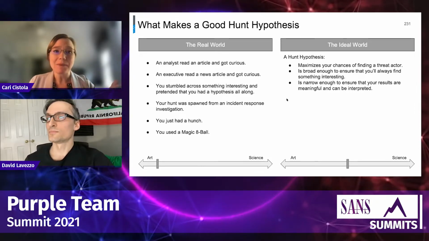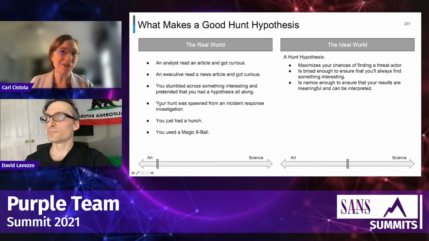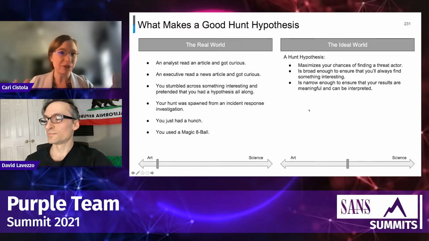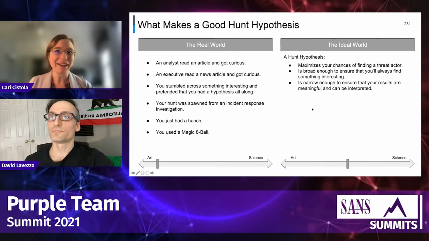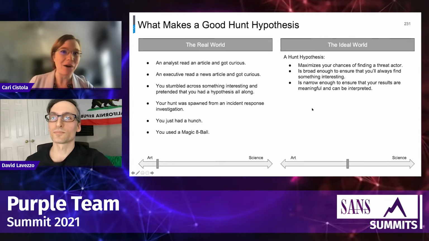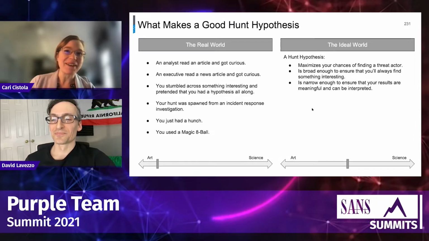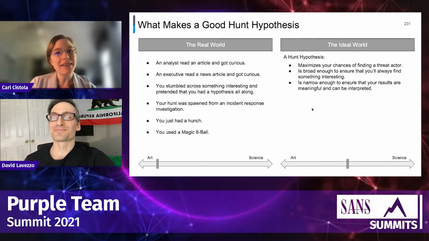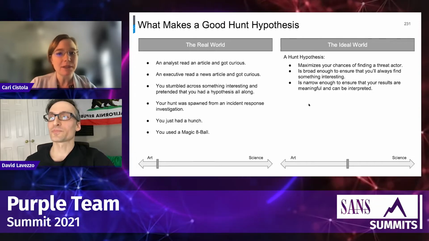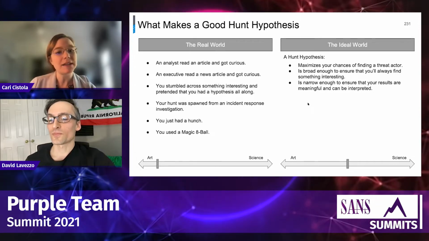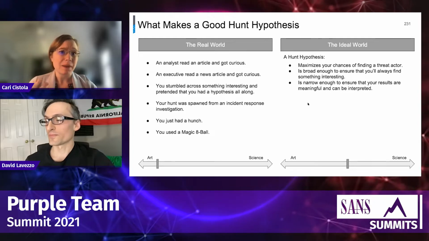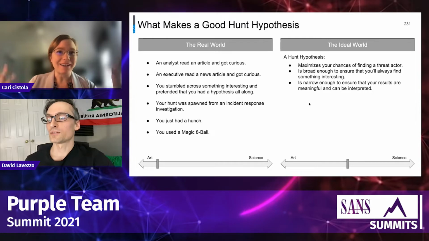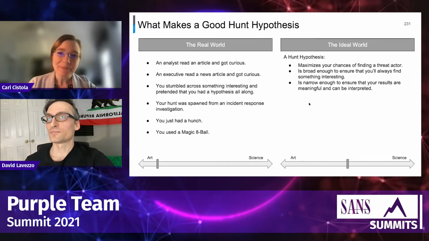I don't know how many people have had this experience themselves, but I have certainly been just goofing around in the logs and stumbled across something and then pretended retroactively that I was looking for that thing all along. So, definitely not saying that that's happened, but it's totally happened. And then some of the other things, sometimes you get data from an incident response investigation, or sometimes you just have a hunch. Or, you shook a magic 8-ball and that's what came out, right?